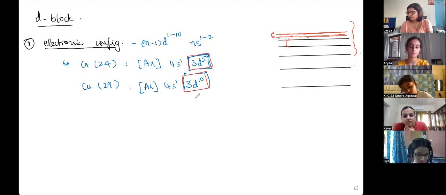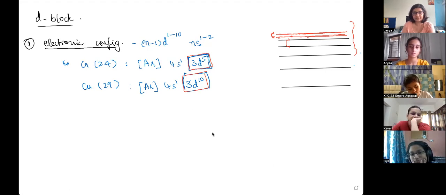Okay, so these are some of the exceptions. We have chromium, copper. This is in the 3d series only. Even in 4d and 5d series, you'll find it. In fact, in 4d and 5d you'll find a lot more cases. So it's not specifically only the half filled, fully filled, but even if it is incomplete, you'll find s1 configurations there.